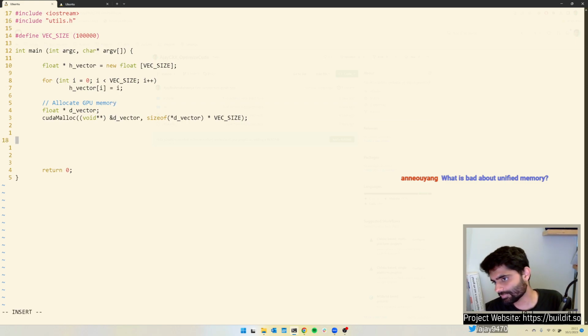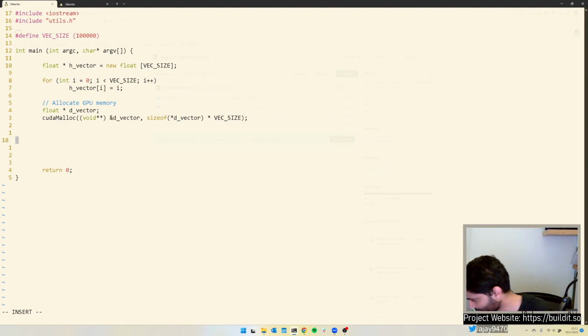So now we need to copy the data from the host, from the CPU, into the GPU. What is bad about unified memory? So yeah, unified memory is great. Let me actually just quickly finish this copying part and then we'll talk about unified memory and why it's not as suitable for these sparse computations like you think they would be.